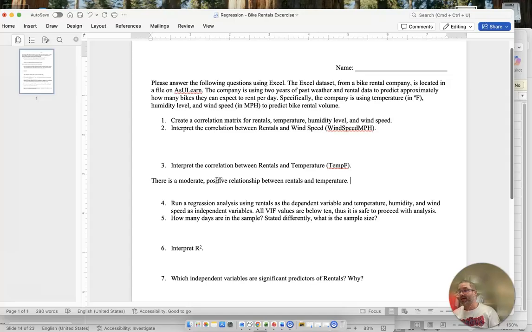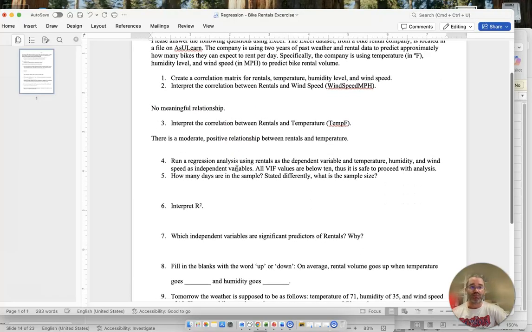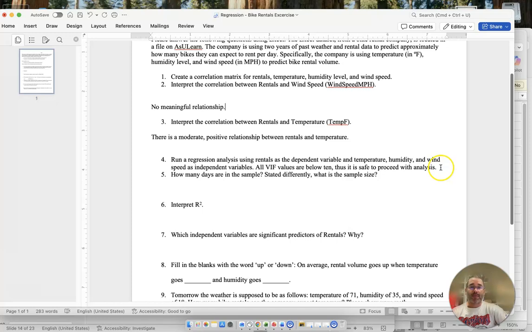Notice with correlations, we're not saying one is causing the other. It might be, but we don't know that yet. It's just a correlation, which is why we just say there's some kind of relationship. We don't know if one's causing the other. There's just a correlation here. And again, for number 2, we could just put no meaningful relationship, no correlation. All right, let's move on.